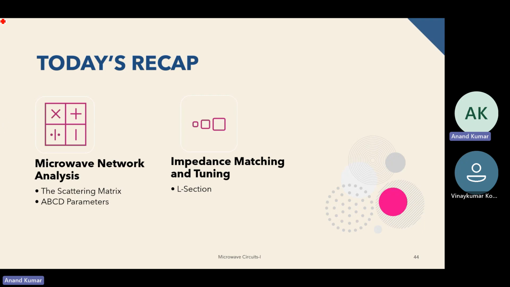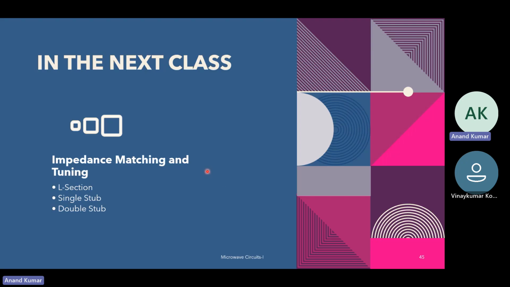Today we finished our microwave network analysis module, and we started with impedance matching and tuning. We did the L section, and we discussed the L section's analysis part, the analytical solution. We'll discuss the Smith chart in the next class, and then we'll look at single stub and double stub matching as well. For this, I'll probably use Cheng. I'll see which book, Pozar or Cheng, has better examples, and I'll refer to that. And yeah, that's all for today.